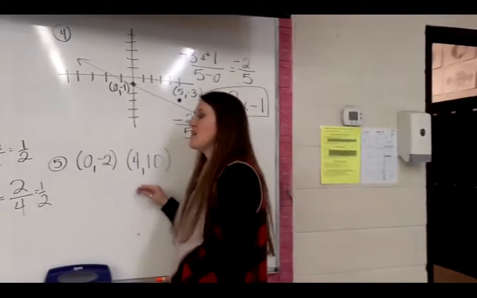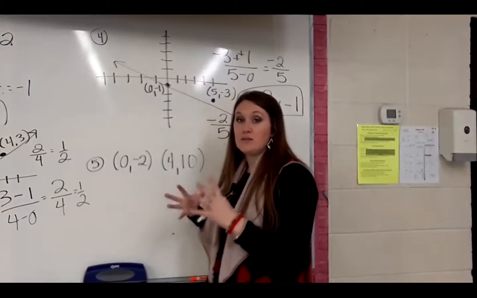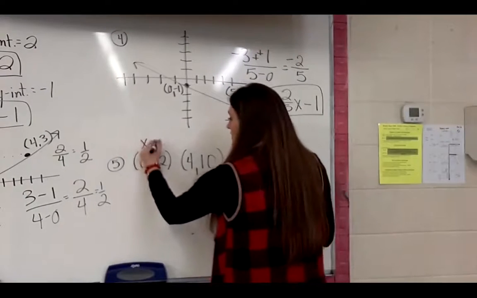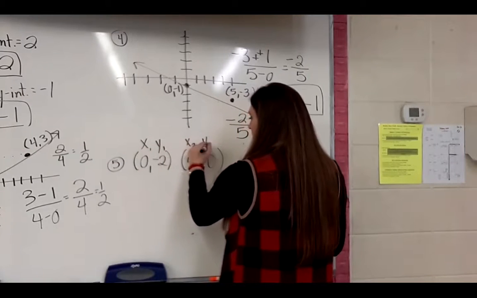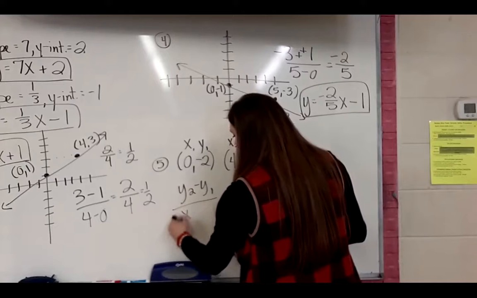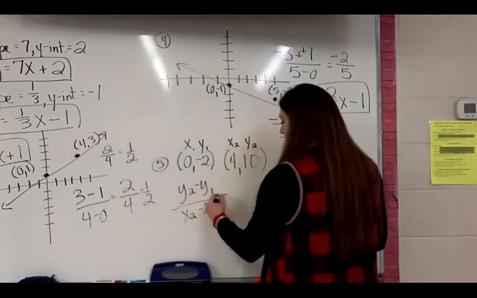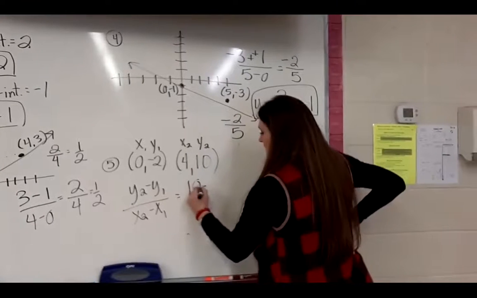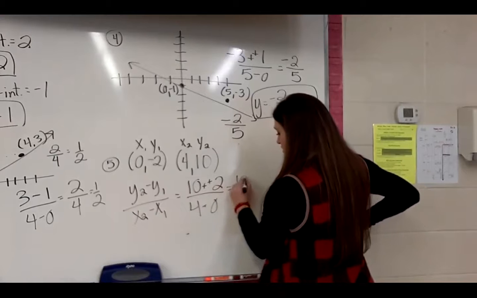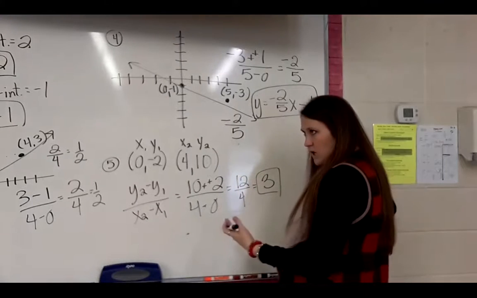Okay, number 5. They said, write an equation of the line that passes through these 2 points. So again, we have to find our slope. Remember, this is your x1, y1, x2, y2. I'm going to rewrite it even though we've already been doing it, just so you see it again: y2 minus y1 over x2 minus x1. So 10 minus -2 over 4 minus 0. That becomes plus, 12 over 4. Well, 12 divided by 4 is 3. You could say 3 over 1.